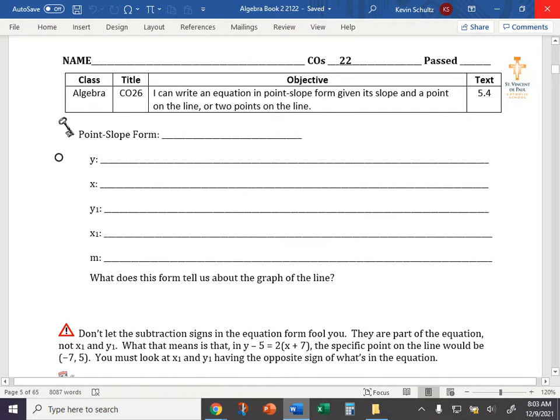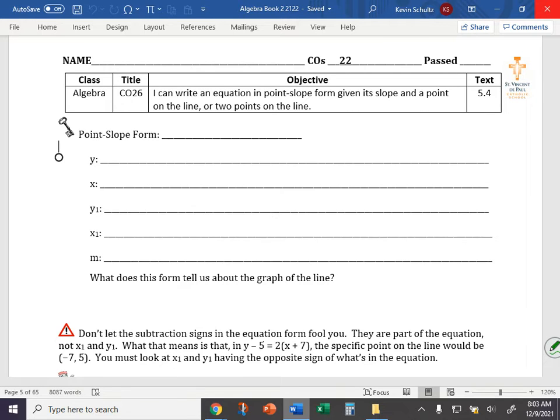We are learning a new form of an equation today, as if you don't have enough to keep track of all of them. Get ready. The purpose of each of these forms: so far we've talked about slope-intercept form, which is y equals mx plus b. We talked about standard form, which is ax plus by equals c. The point of all of these is it gives us different information about the line.